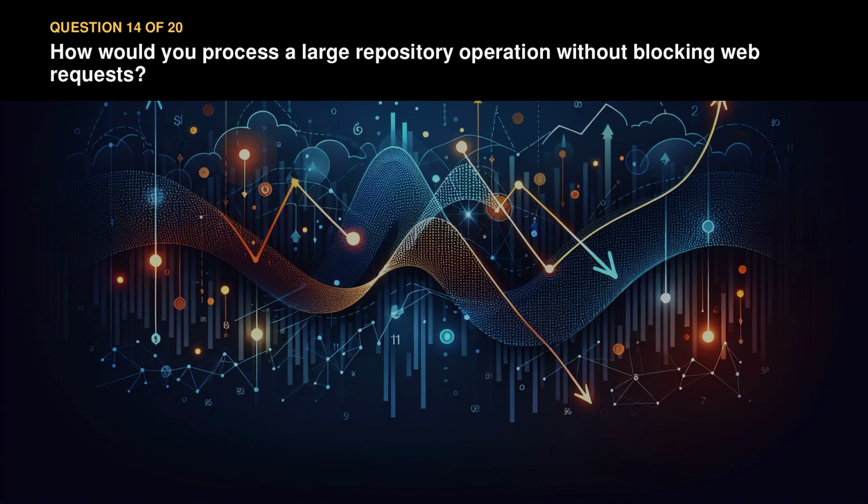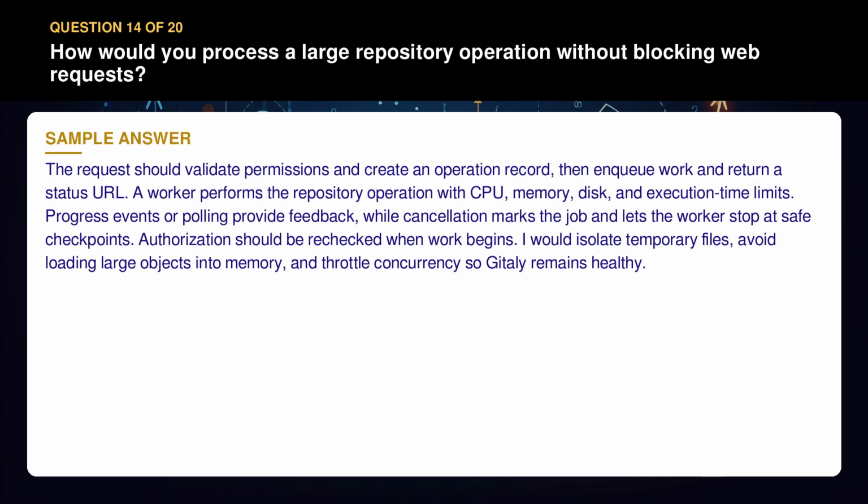Question 14. How would you process a large repository operation without blocking web requests? The request should validate permissions and create an operation record, then enqueue work and return a status URL. A worker performs the repository operation with CPU, memory, disk, and execution time limits. Progress events or polling provide feedback, while cancellation marks the job and lets the worker stop at safe checkpoints.